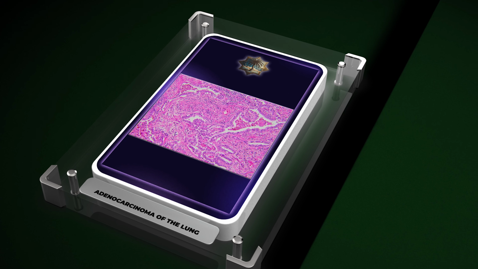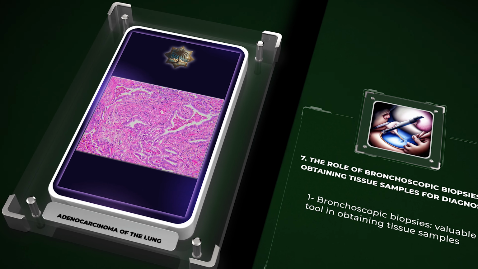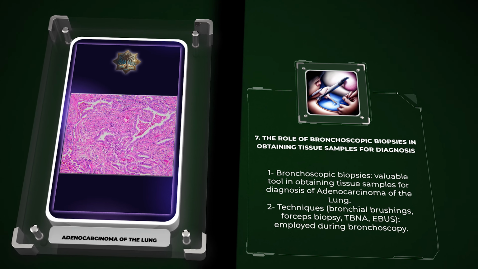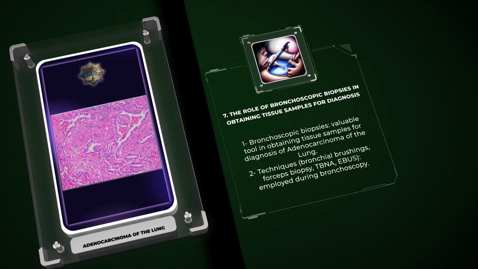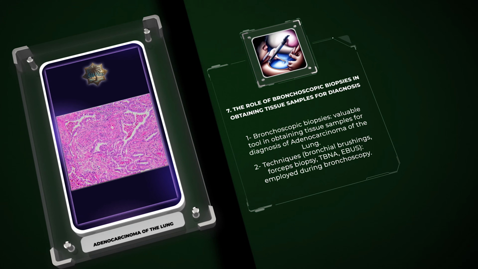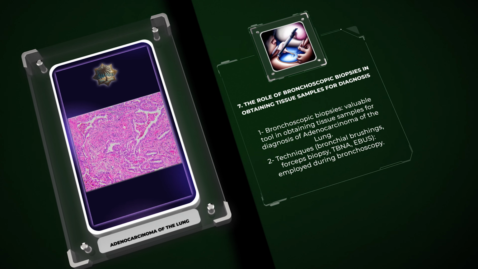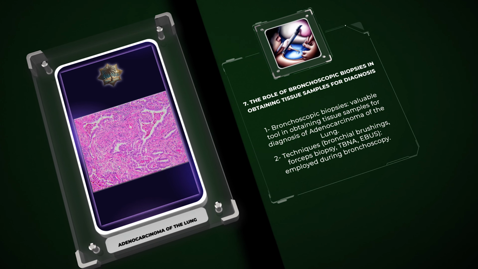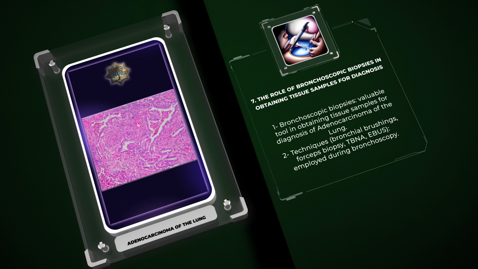Bronchoscopic biopsies serve as a valuable tool in obtaining tissue samples for the diagnosis of adenocarcinoma of the lung. Various techniques can be employed during bronchoscopy, including bronchial brushings, forceps biopsy, transbronchial needle aspiration, TBNA, and endobronchial ultrasound-guided biopsy, EBUS. These minimally invasive procedures allow for adequate tissue sampling, thereby facilitating accurate histological examination and molecular profiling. They are particularly beneficial in cases where surgical resection is not feasible or carries a high risk.